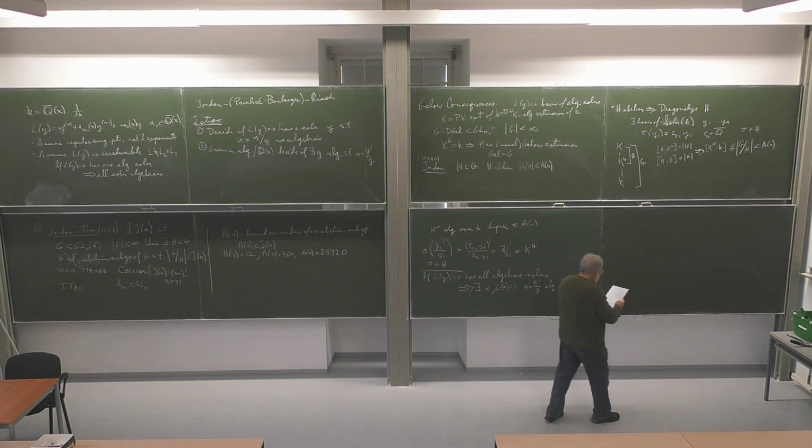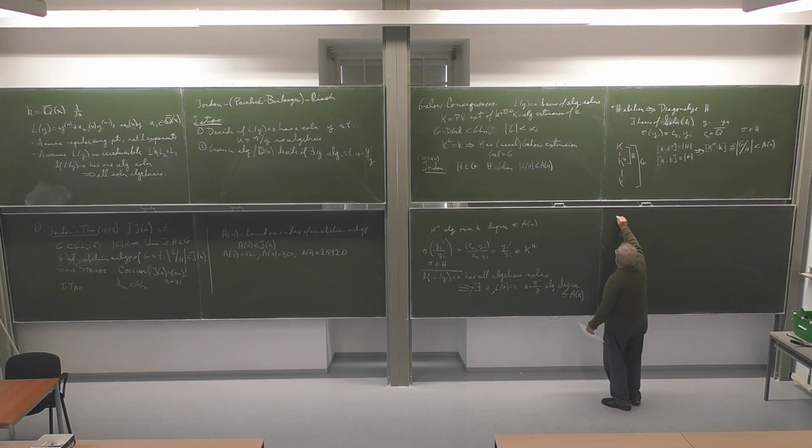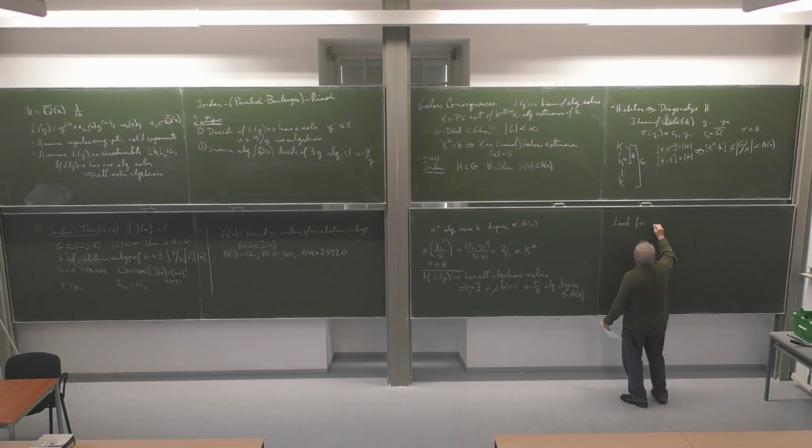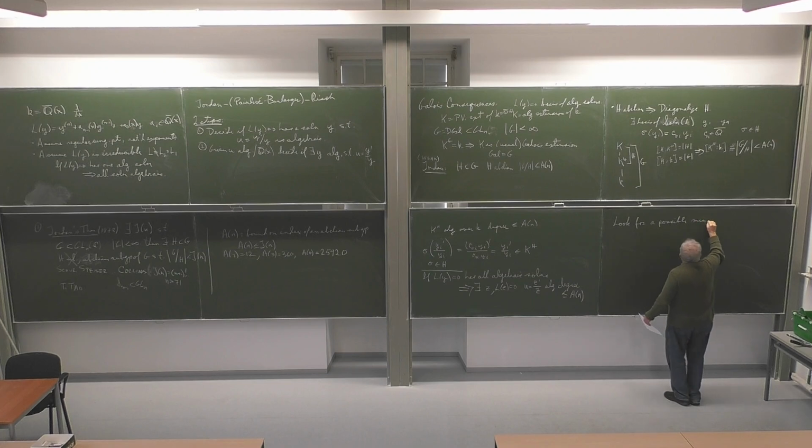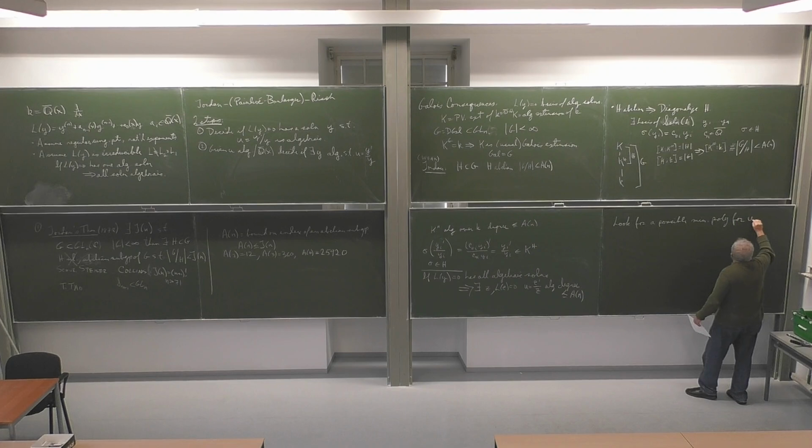Okay, so what do we want to do? I want to look for a possible minimum polynomial for U.